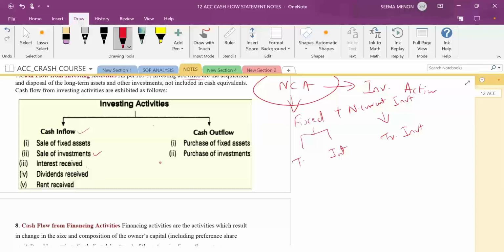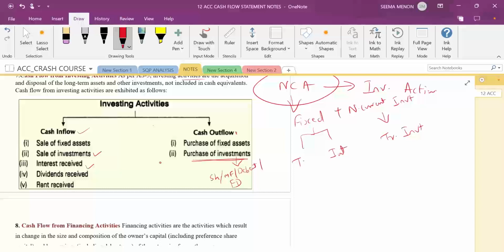Now, interest received. What do you mean by interest received? Here you can see purchase of investment. What do you mean by purchase of investment? Purchase of investment means it can be shares, mutual fund, or you are purchasing other companies' debenture, or you will be depositing an FD somewhere. Whenever we deposit FD, that is also an investment only. Outflow is we are giving money. Money is going out. So that is why it comes under cash flow.